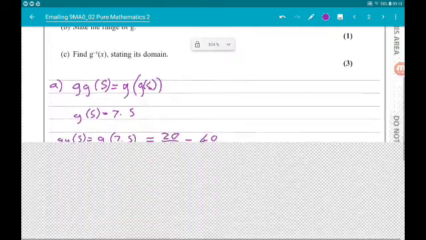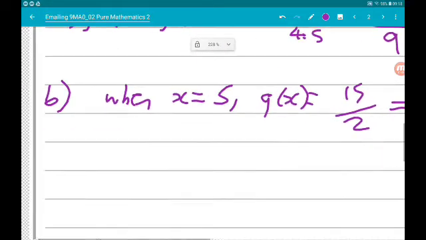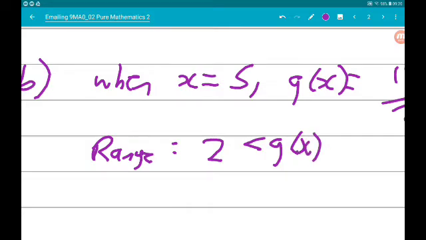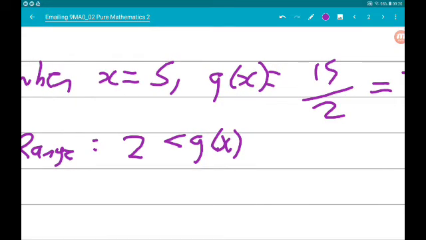So we can say then that the range is 2 is less than g of x, which is less than or equal to 15 over 2. So it has to be a strict inequality on the bottom because it will never actually equal 2, it will just get closer and closer to 2, but we know that it can equal 15 over 2.